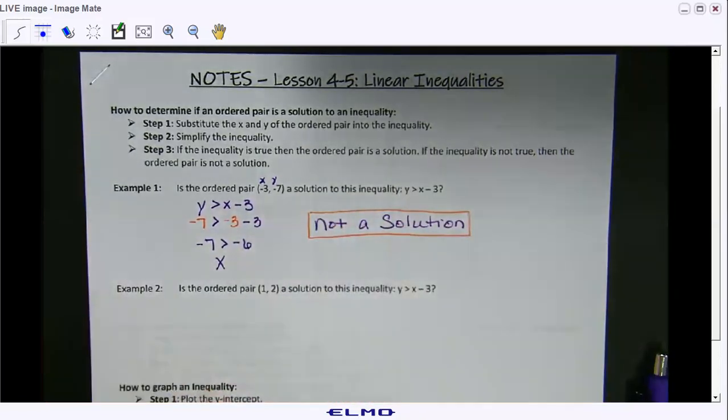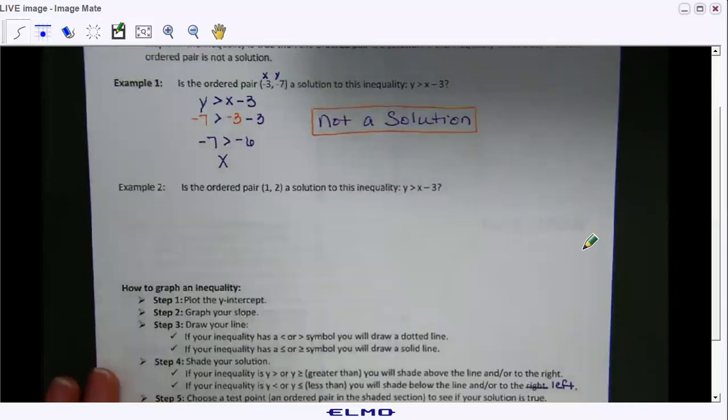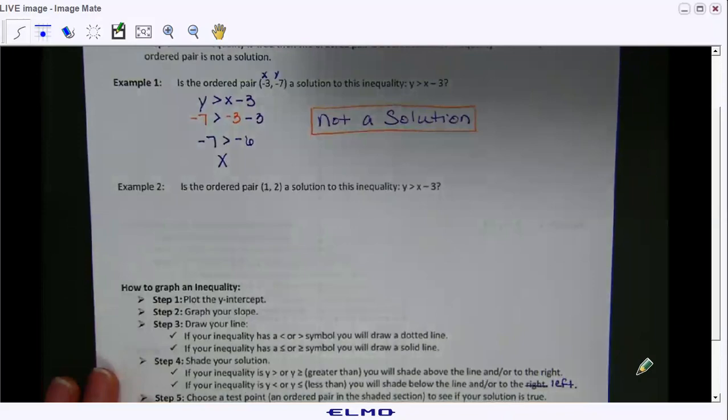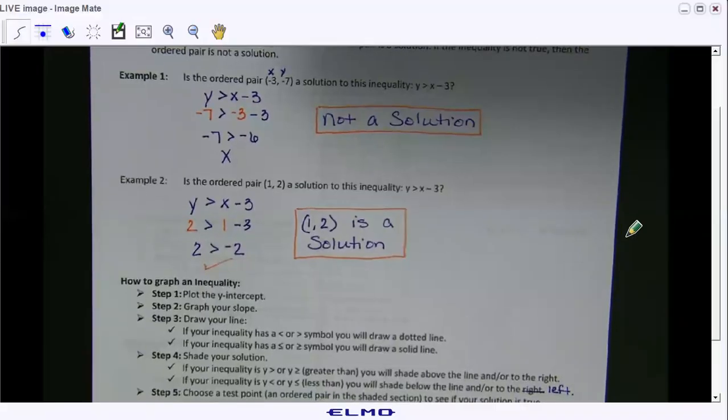So this part's pretty simple. You've already learned how to do this. So I want you to go ahead and do example number 2 on your own. Okay, so example 2, the ordered pair 1, 2 is a solution to that inequality. And that's how you check your inequalities.